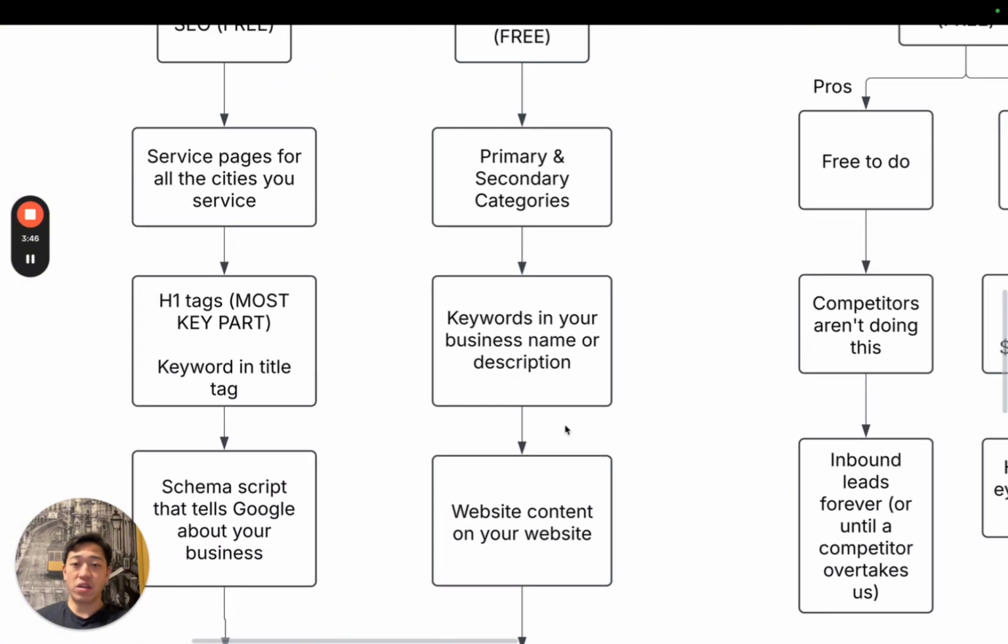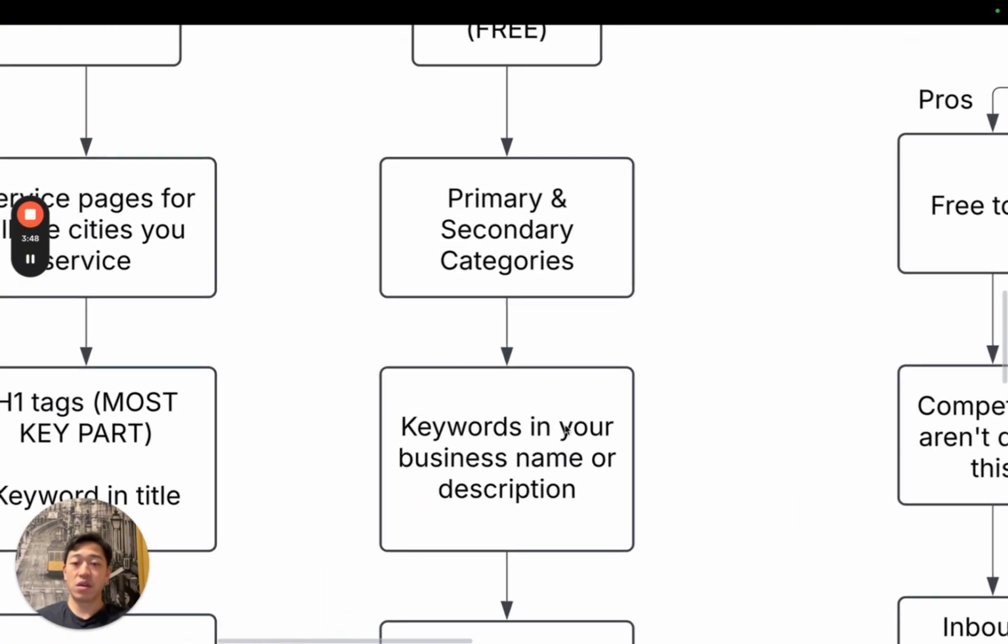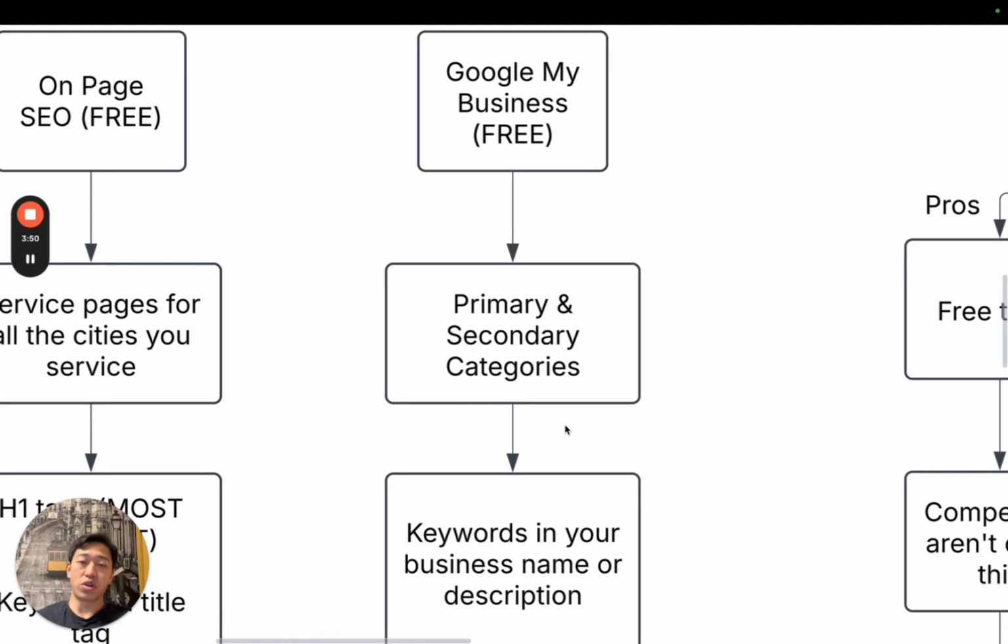Let's get into Google My Business. I'm sure you probably have a Google My Business profile if you're a local contractor, but the number one ranking factor on Google My Business is the primary and secondary categories. You want to make sure that your primary category is on point and your secondary categories are listed as well. If it's not the main service you're offering, you shouldn't have that as your primary category.